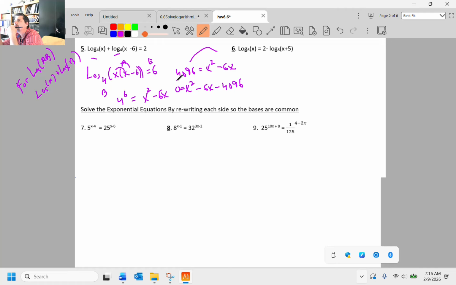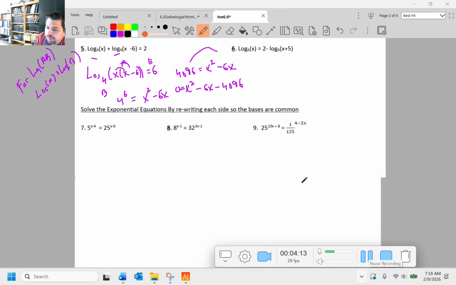So I need factors of 4,096 that add to -6. Give me just a second. I don't want to waste your time while I think about it. Well, actually, I just realized I made a mistake. Where did that 6 come from? It's not supposed to be a 6. It's a 2.